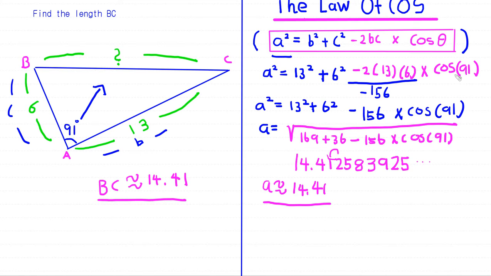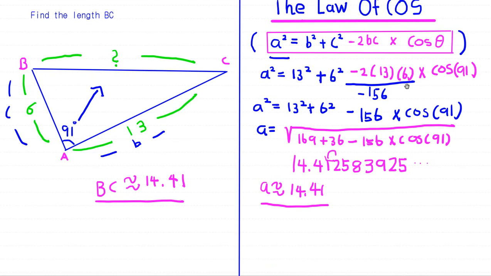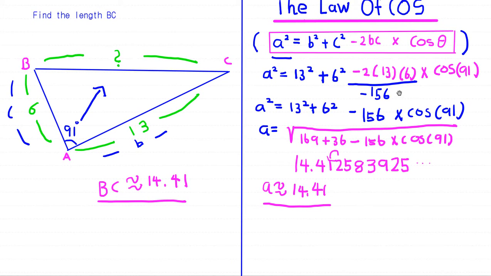And we used the law of cosines to find the length of BC, which is this side, and we could apply this equation to this triangle. We got the answer that BC right over here is approximately 14.41, and we are done.